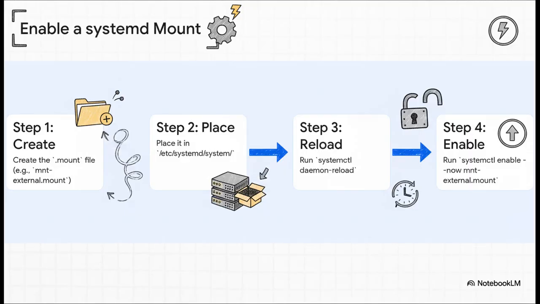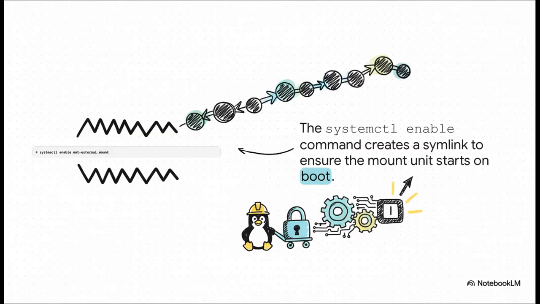And getting one of these up and running is a pretty simple 4-step process. You create the file, and the name is really important. It has to match the mount path. You put it in the right systemd directory, you tell systemd to reread its files, and then you enable it so it starts automatically. That last command, systemctl enable, is the final piece of the puzzle. It's what makes the whole thing persistent.